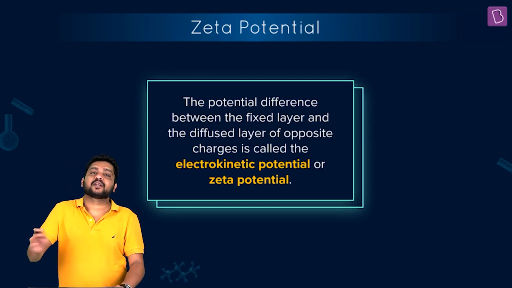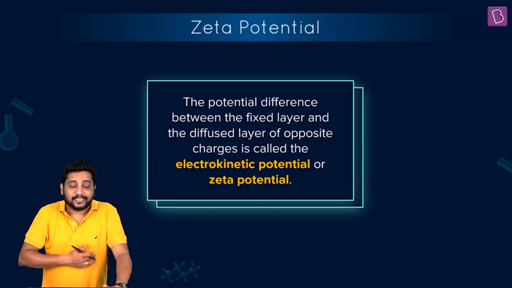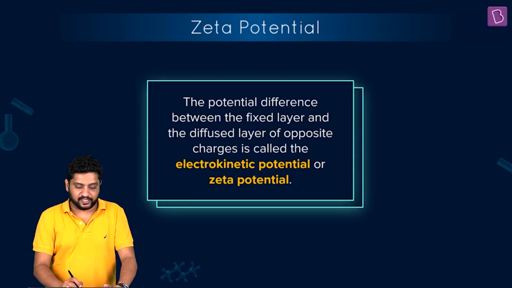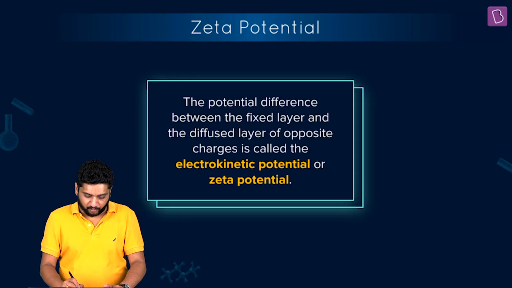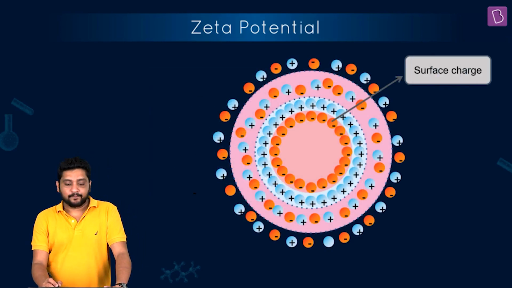The potential difference between these two, right? So one is positive, one is negative, or one is negative, one is positive. The potential difference between these two is what you call the zeta potential or the electrokinetic potential, and the higher this value, the more will be the stabilization.